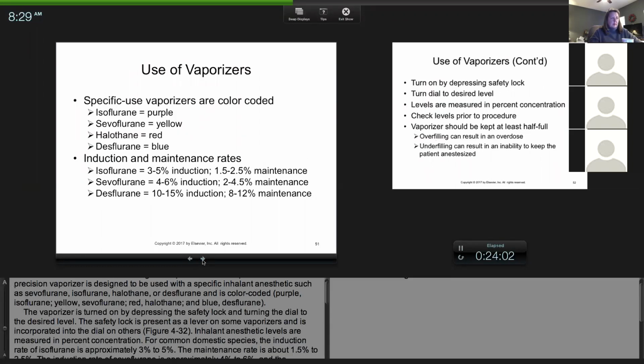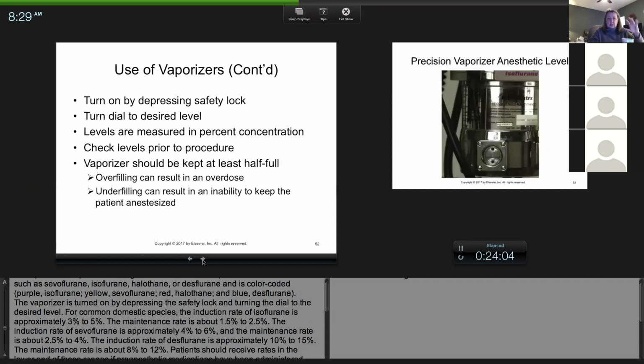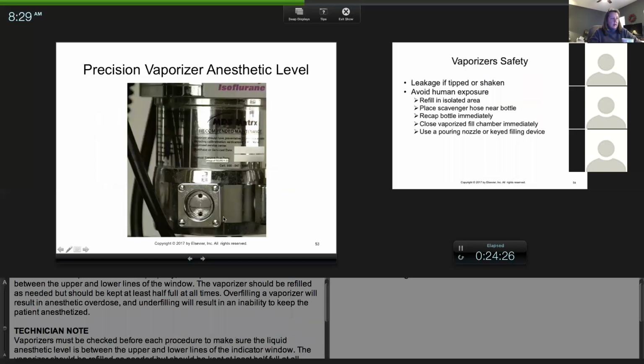So I've talked about the percentages. Don't worry, the percentages and what you put your patient on are not on this test. Only maybe what's the difference between the two, and the main things I've stressed about the actual vaporizer, and keeping it full. Make sure you check it before your procedure, and all you do is do that by looking at this window.